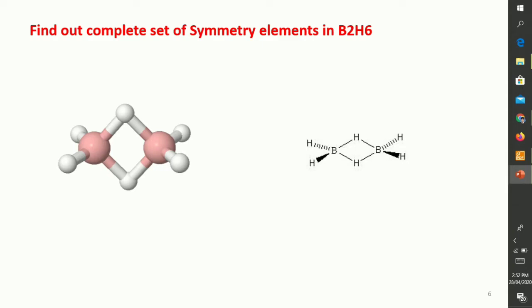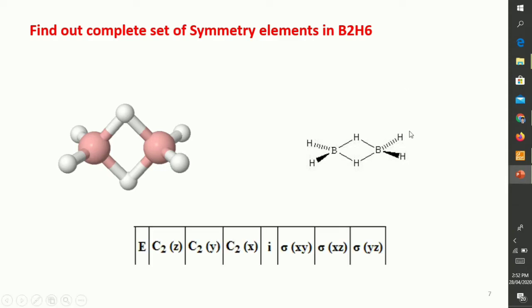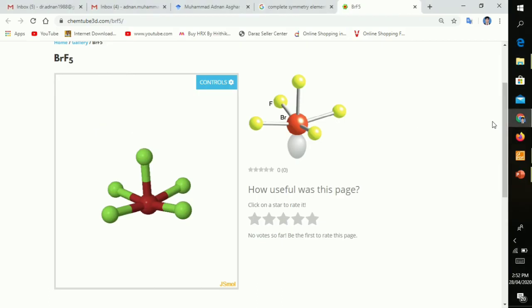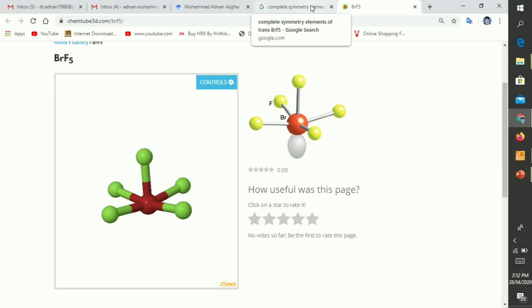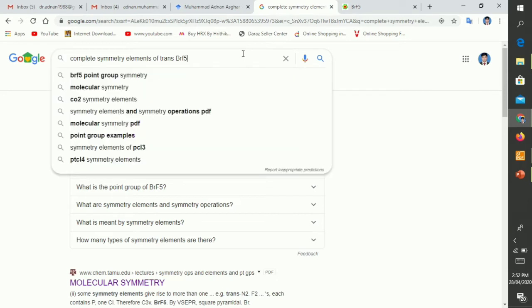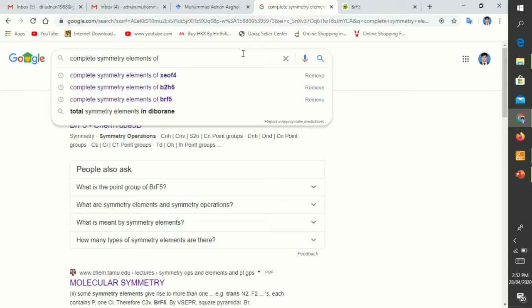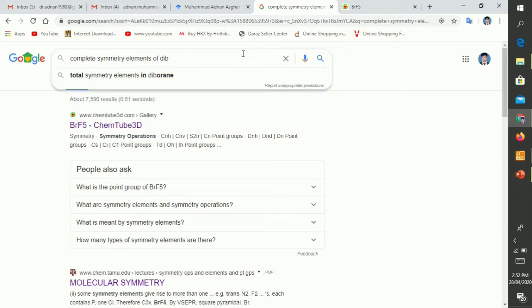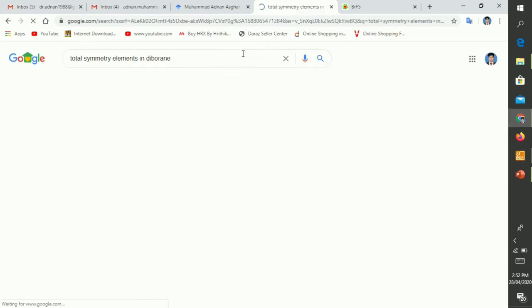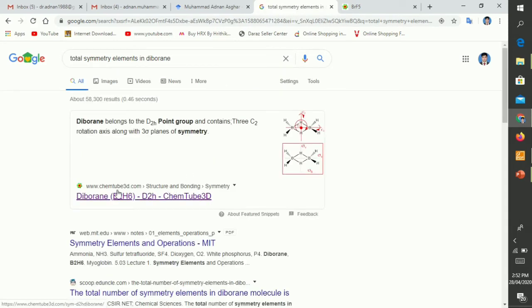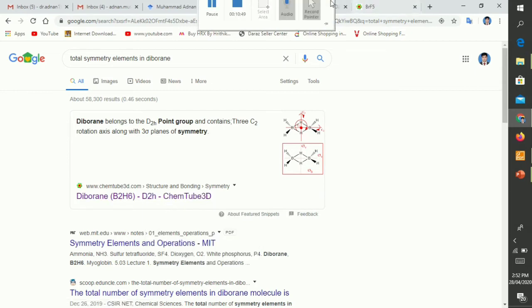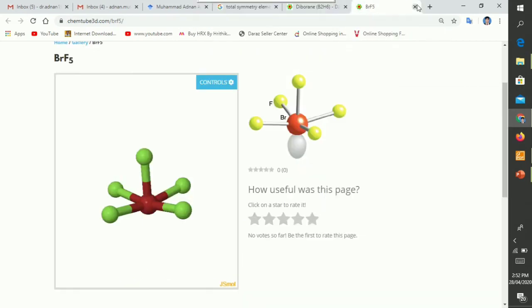So there are three sigma present in diborane, and I would like to show the three-dimensional diagram of this diborane. You better go to Google, and you need to write the complete set of symmetry elements of, for example, diborane. Yes, here you go. This is actually chemtube3d.com. I have already discussed it with you people. This website is quite helpful to understand the complete set of symmetry elements and operations.